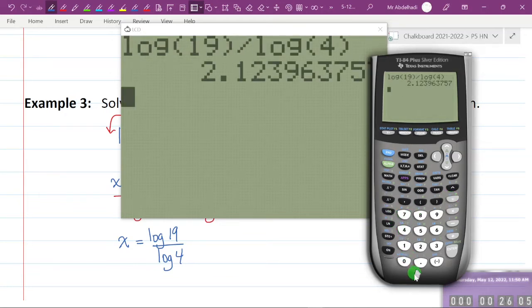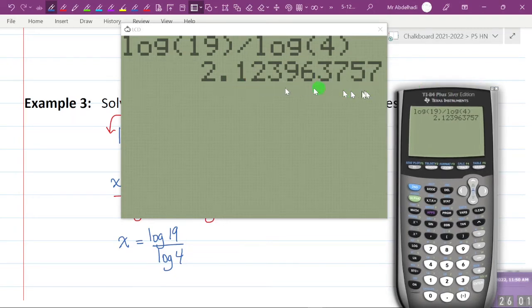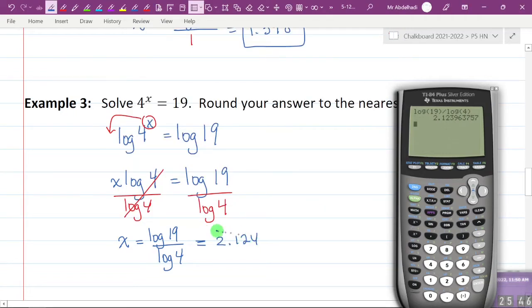And logs tend to be irrational. So every time you do a log of something, you're very likely going to get a decimal that goes on forever and never repeats. Most of the time, they're like square roots in that sense. Okay, so I get 2.124, and there you go. Do I need to plug it back into the exponential? No, because exponentials have a domain of all real numbers, so you can plug anything you want into them, so that should work.